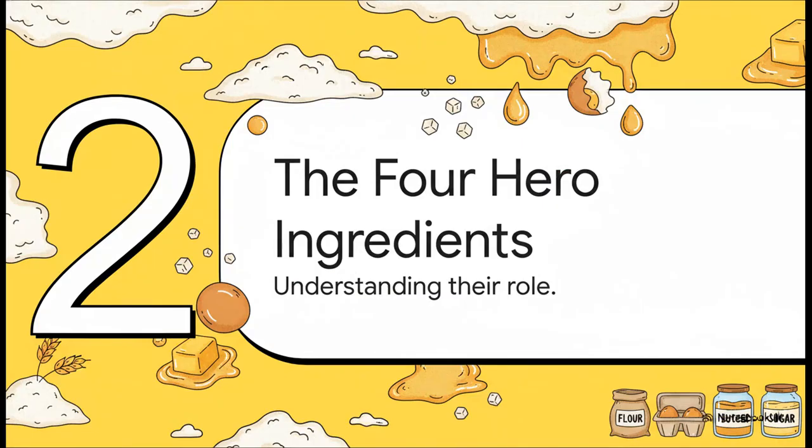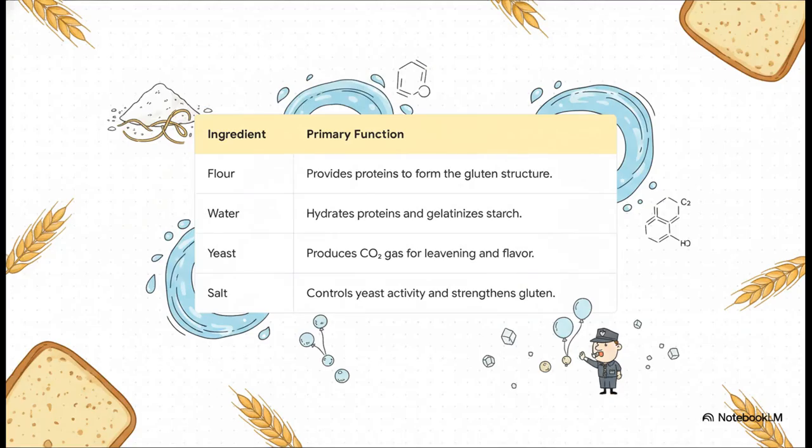Now let's meet the 4 core players, the team that makes this whole show happen. What's so cool about this is just how simple the team is, but how powerful they are together. Flour, of course, brings the proteins that build our gluten net. Water is the activator. It gets the party started. Yeast, as we know, is our gas producer. And salt is the unsung hero. It's not just there for flavor. It actually makes the gluten network stronger and, this is crucial, it acts like a referee for the yeast, making sure it doesn't get too wild and produce gas too fast.